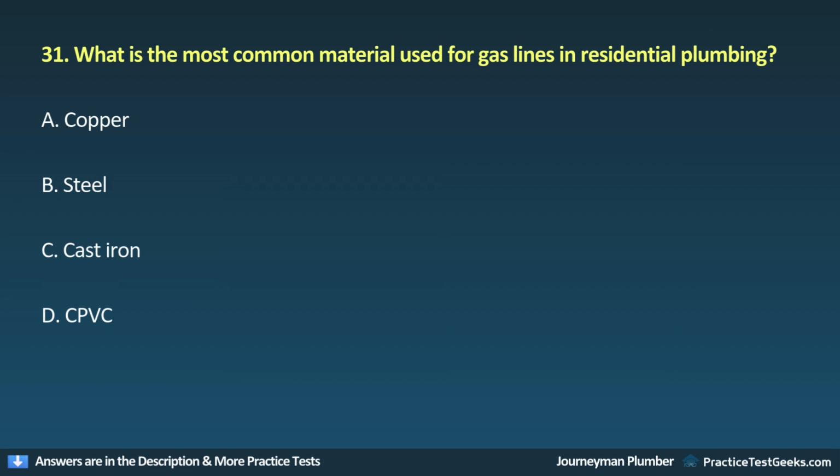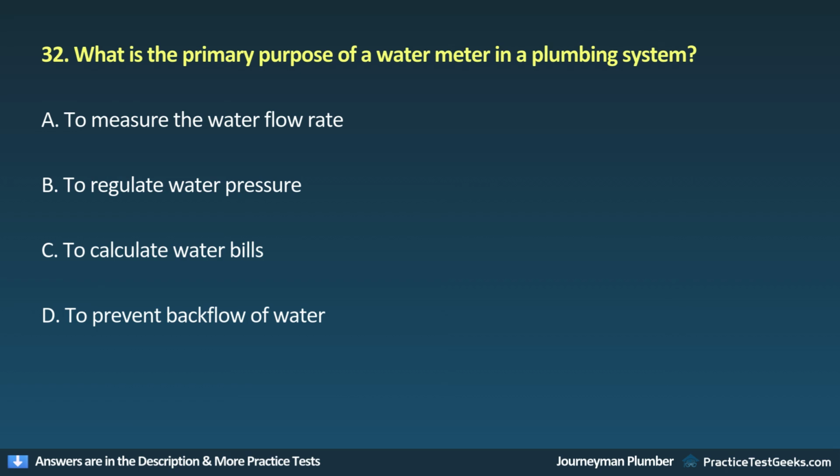31. What is the most common material used for gas lines in residential plumbing? A. Copper. B. Steel. C. Cast iron. D. CPVC.